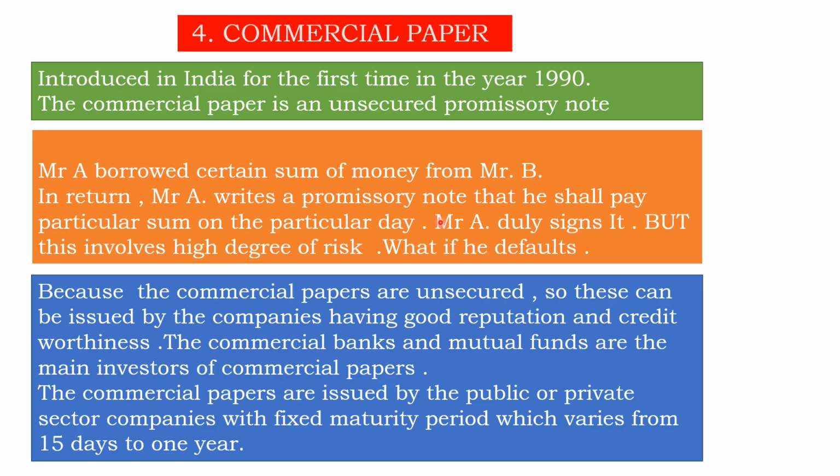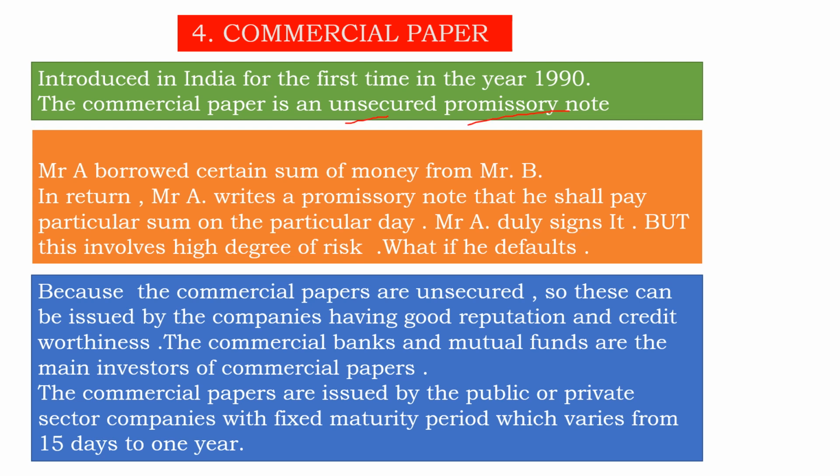Now, the fourth point is the commercial paper. This is the next instrument. It is similar to the previous one, the word commercial is the same in both cases, but it is a different instrument. So please listen very carefully. Commercial paper was introduced in India for the first time in the year 1990. The commercial paper is an unsecured promissory note. Please mark the words, right?